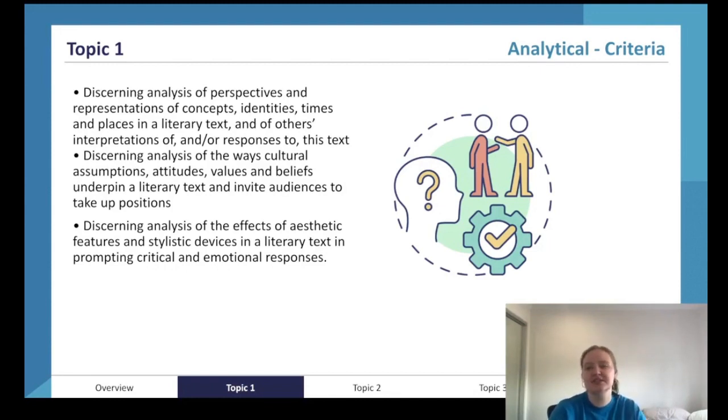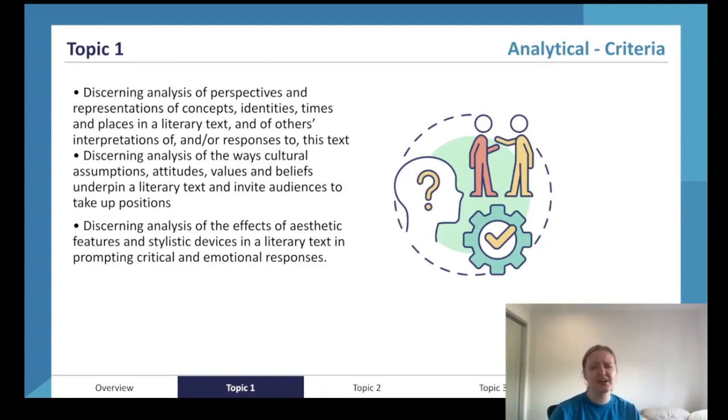The cultural assumptions, attitudes, values, and beliefs are a set of buzzwords that you will see countless times, not only in literature syllabi, but in English as well. So you need to be thinking about how those influence the world that the audience lives in, the world that we live in. And we're going to be talking a little bit more about those later on.